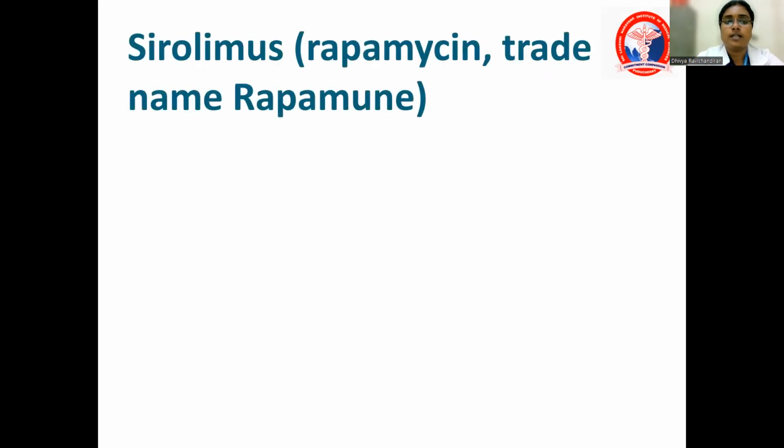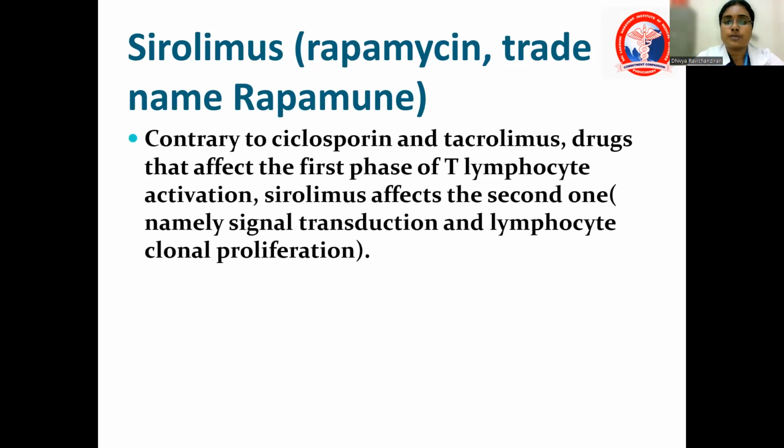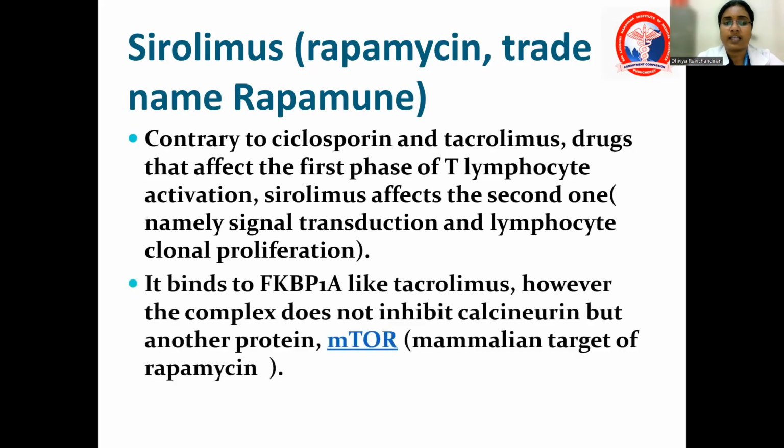Next is sirolimus, also called rapamycin. The trade name is Rapamune. Contrary to cyclosporin and tacrolimus, the drugs that affect the first phase of T lymphocyte activation, sirolimus affects the second one, namely signal transduction and lymphocyte clonal proliferation. It binds to FKBP1A like tacrolimus. However, the complex does not inhibit calcineurin as it does for tacrolimus. Here, it will inhibit the mTOR protein, which is called the mammalian target of rapamycin.